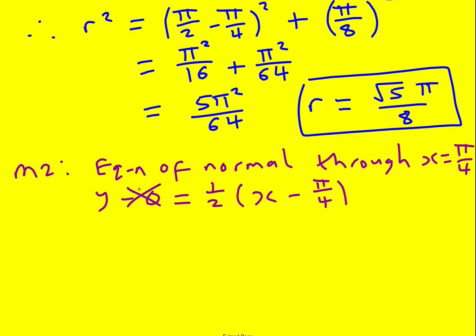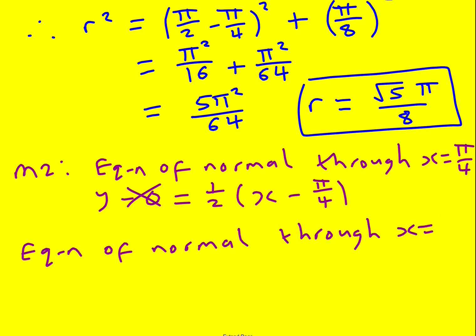I can just get rid of that bit. And then the equation of the normal through the other point, x equals 3 pi over 4, is again going to be y minus 0. I'm using y minus y1 is equal to m(x minus x1), by the way. I'm assuming you've seen that before. If not, you can use y equals mx plus c. It's just more complicated. So the gradient here is minus a half.